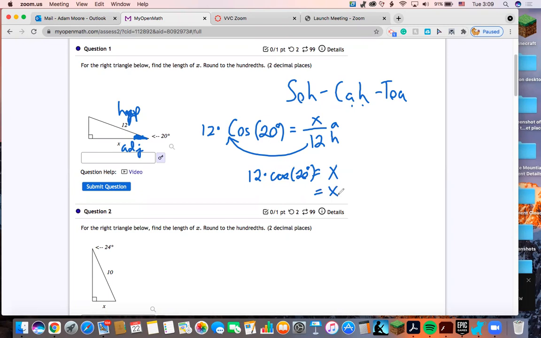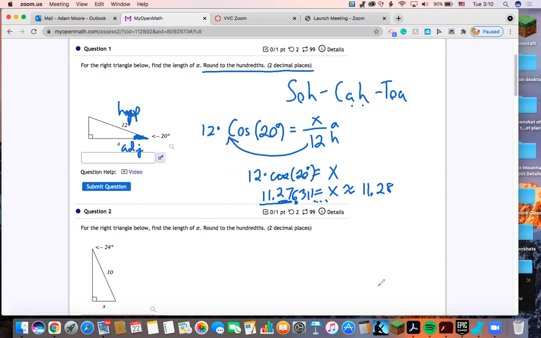Anyway, if I put that in my calculator, 12 times cosine of 20 degrees, I'm getting a little bit over 11, 11.27631 and more digits. But you'll notice the directions on these tell us to round off to the hundredths place, or two spots past the decimal. So this would be 11.27, but of course that 6 is going to round the 7 up. So we're looking at roughly 11.28 here.